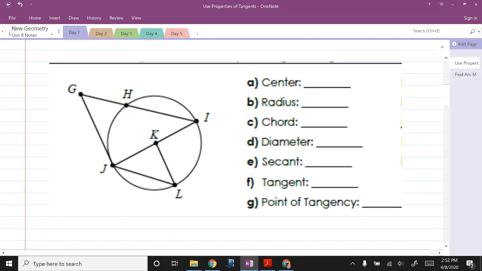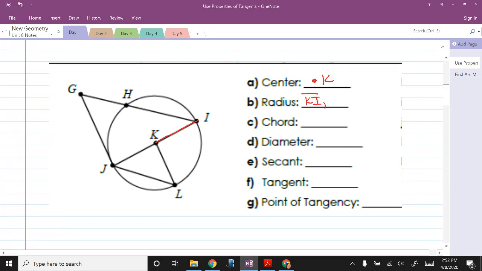All right, so what it wants us to do right now is to practice finding different segments and different parts of this circle. So let me get my pen. Y'all just follow along with me. First of all, the center of this circle is point K right here. So we call the center point K. The center is always a point. Now radii are going to be line segments. One radius is from K to I, so that is segment KI.